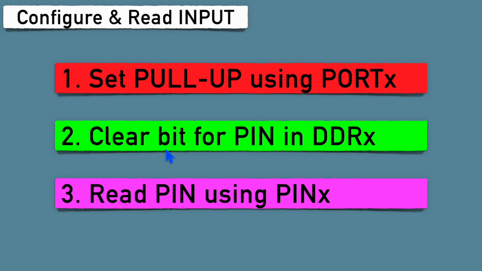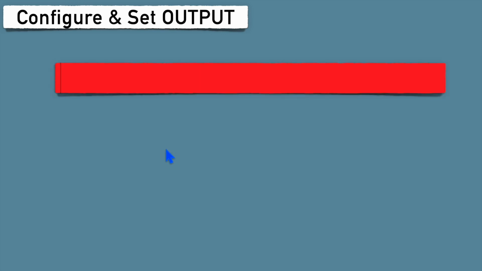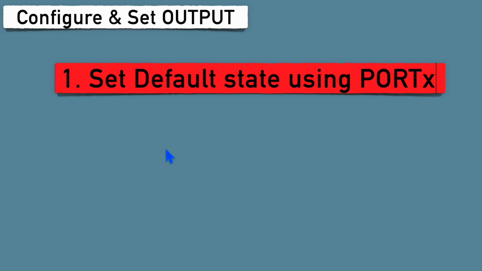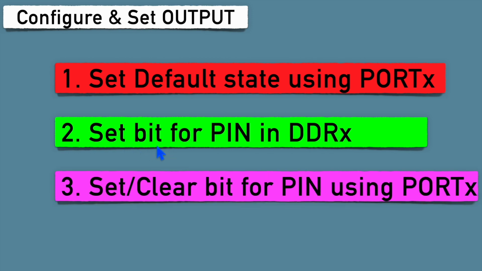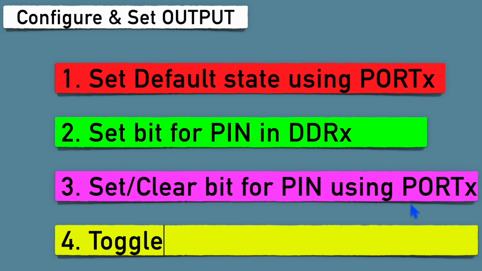And similarly for output, what we have to do: firstly you have to set the default state using the PORT register, right? Secondly, you can select it as output by setting the particular bit. Then you can set or clear that pin status using the PORT register, and you can also toggle that pin using the PIN register. So this was the basic understanding we need to configure an individual pin.